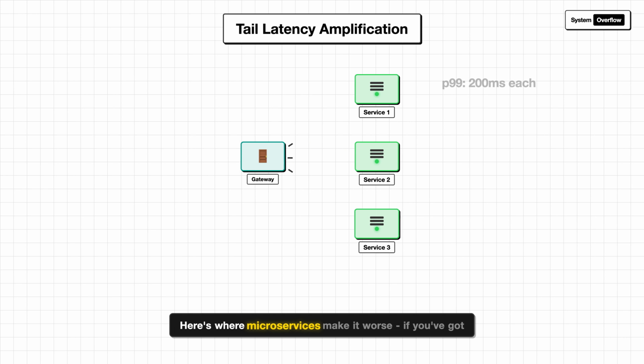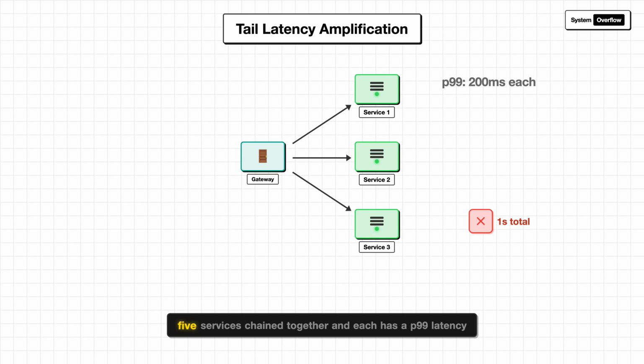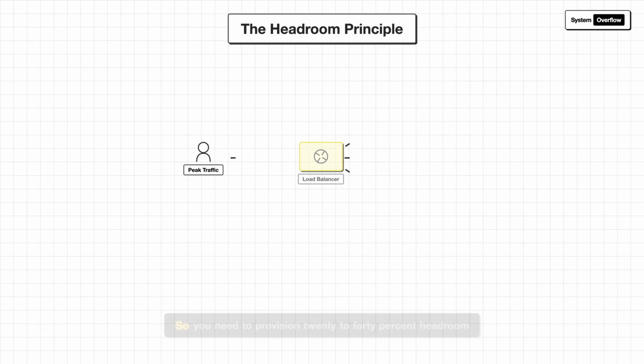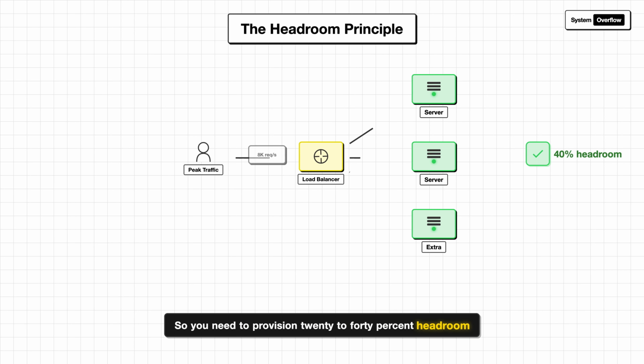Here's where microservices make it worse. If you've got 5 services chained together and each has a P99 latency of 200 milliseconds, your end-to-end P99 approaches a full second because tail latencies compound, and one slow dependency poisons the entire request path. So you need to provision 20 to 40% headroom above your peak traffic. If you're seeing 8,000 requests per second at peak, size your infrastructure for 10 to 12,000 so you can absorb traffic spikes and survive losing an availability zone during failover.